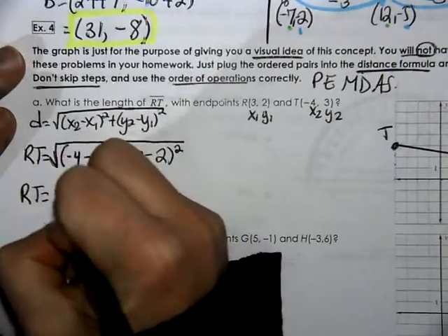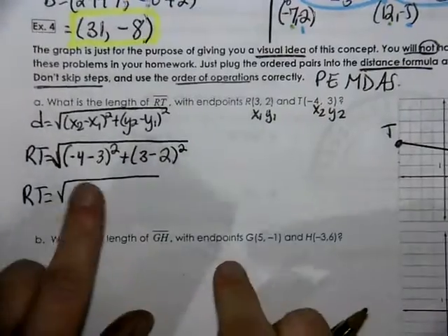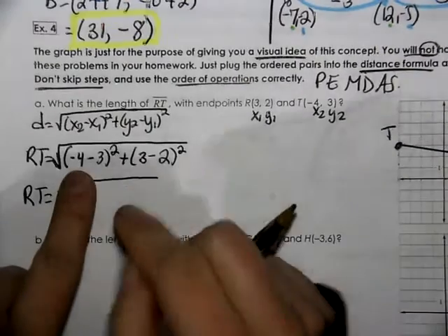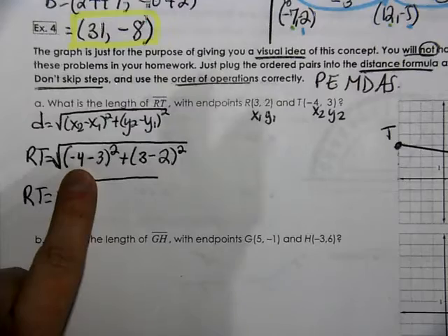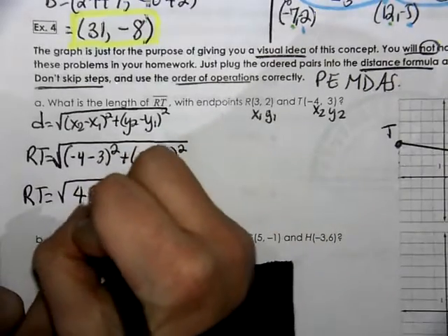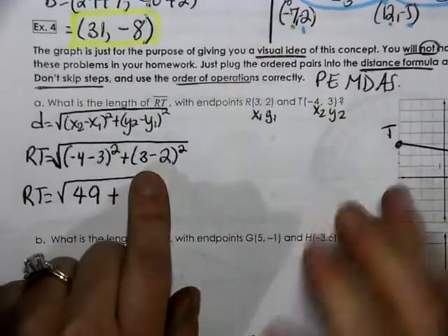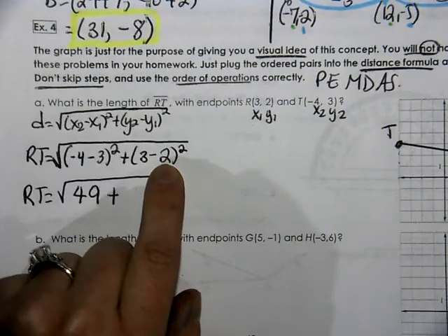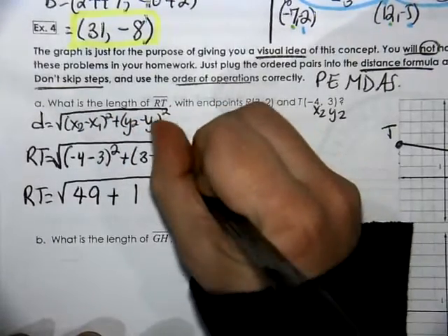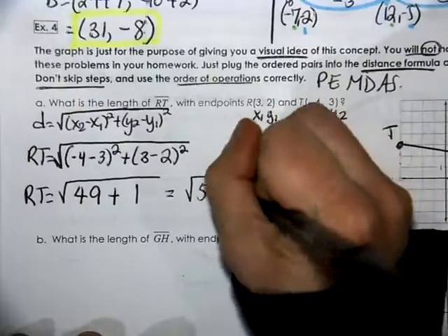So RT is going to be equal to the square root of, and if you want, you can do more than one step in one step. If you find that to be too confusing, that's okay too. But if you were to do more than one step in one step, it would look like this. -4 minus 3 is -7. -7 squared is 49. Plus 3 minus 2 is 1. 1 squared is 1. So my answer is going to be the square root of 50.